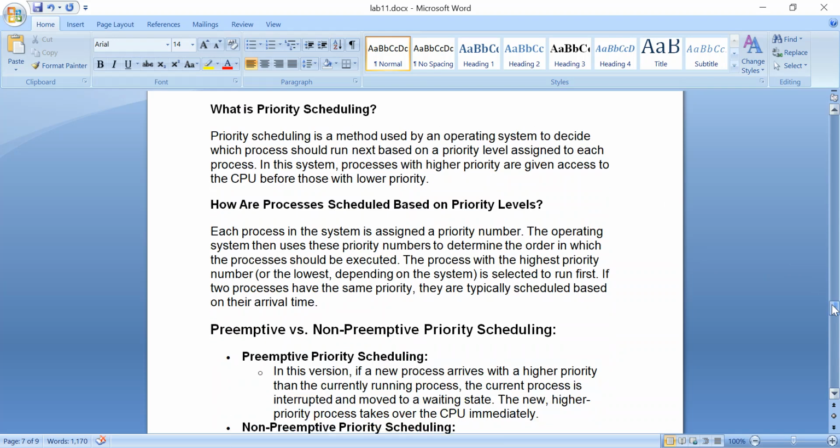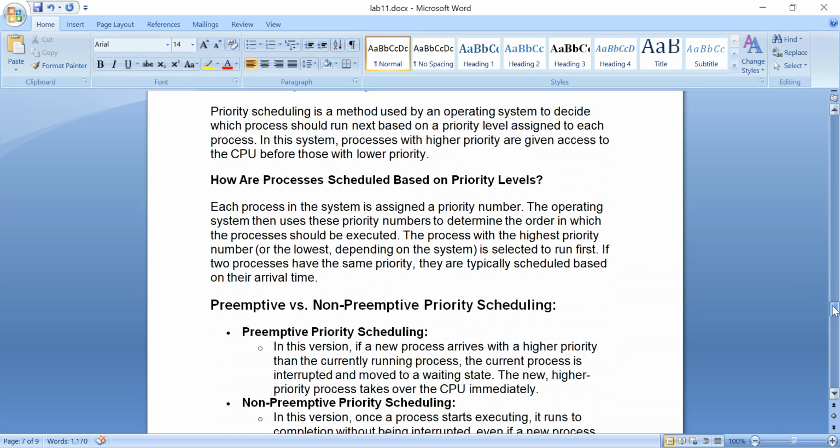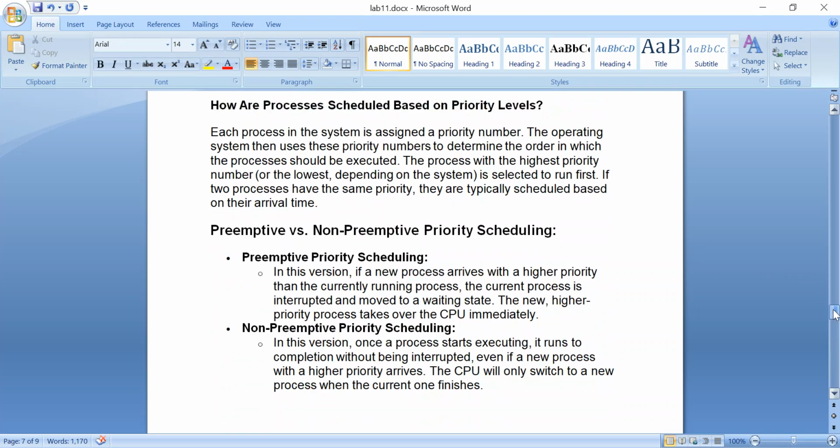So how are processes scheduled based on priority levels? Again, we have preemptive and non-preemptive priority scheduling. In preemptive priority scheduling, if a new process arrives with a higher priority, then the currently running process is interrupted and moved to the waiting state. The new higher priority process takes over the CPU immediately.